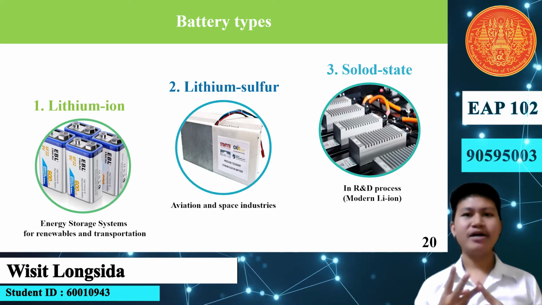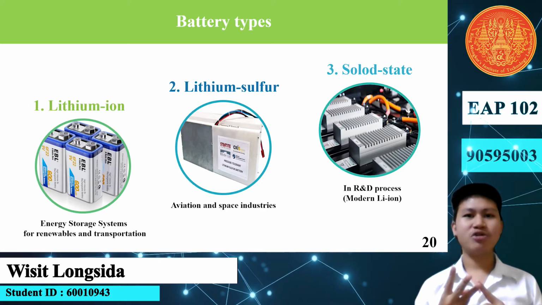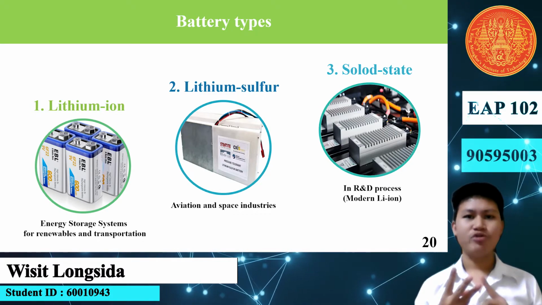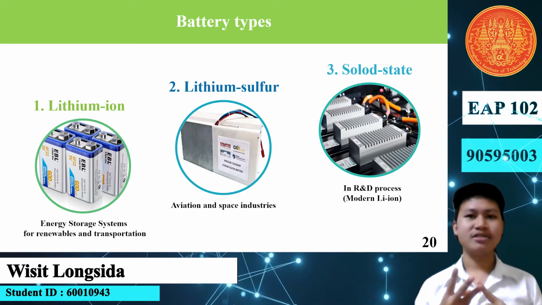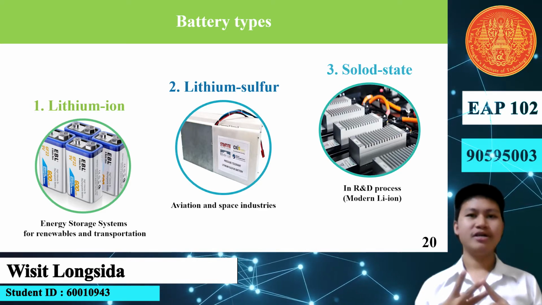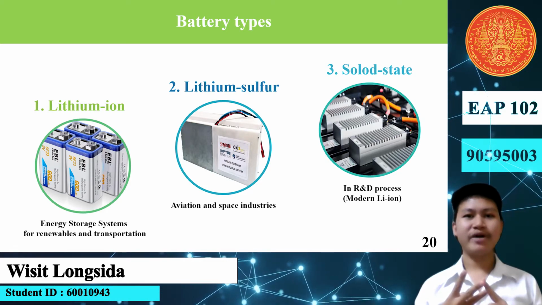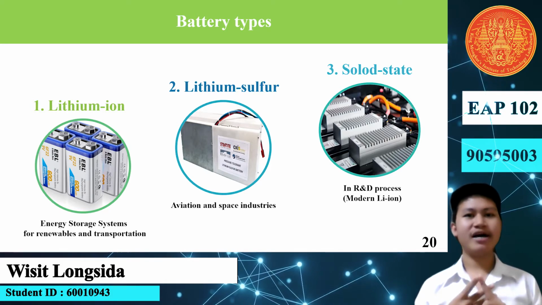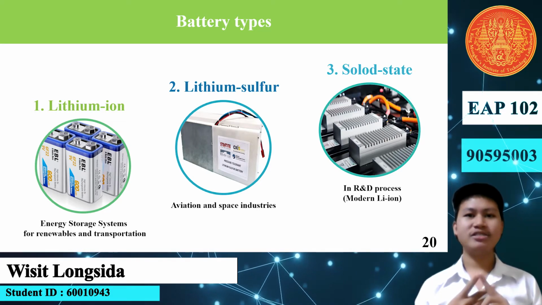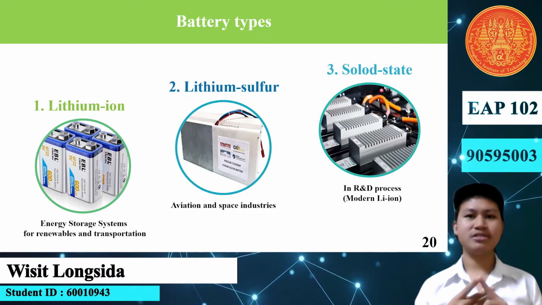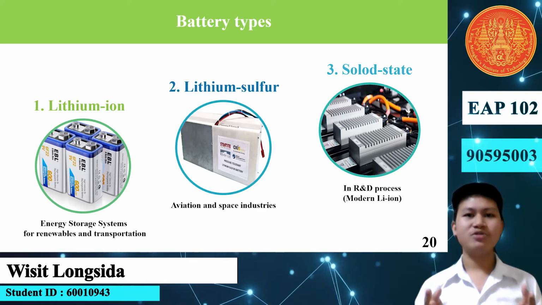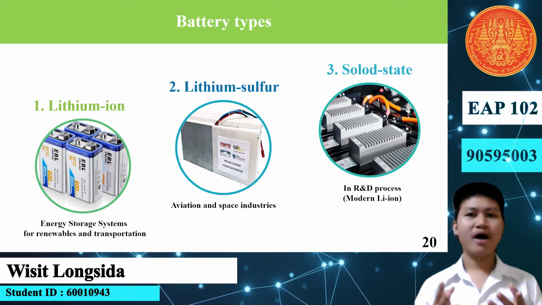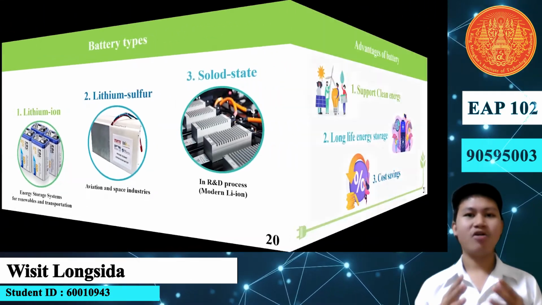1. Lithium-ion is used for energy storage systems for renewables and transportation. 2. Lithium-sulfur is used for the aviation and space industry. And the last type is solid state, which is in the research and development process. After we know about battery, next we show you the advantages of battery.